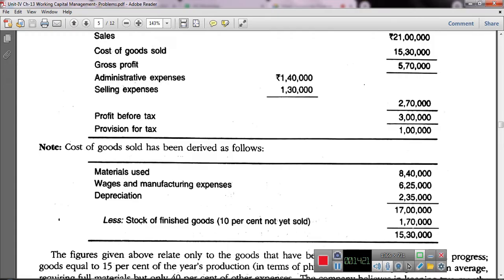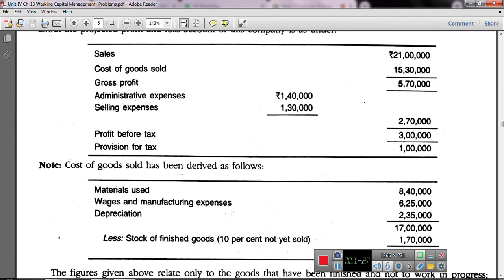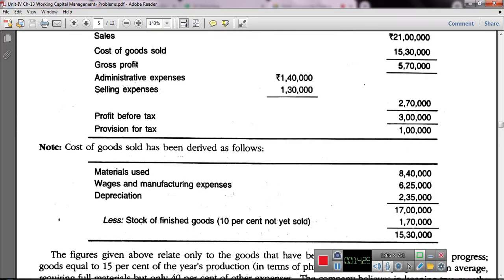Less stock of finished goods. Out of the stock of finished goods, 10% is not yet sold. So this 17 lakh is the production, of which 10% is not yet sold. So you need to remove 1 lakh 70,000, which is 10% of 17 lakhs. What you get is 15 lakh 30,000. That is the cost of goods sold.